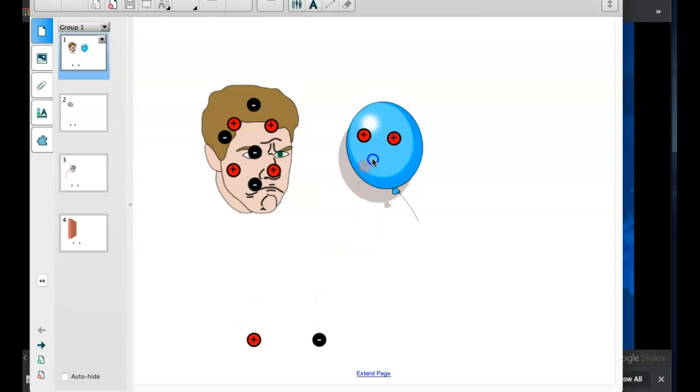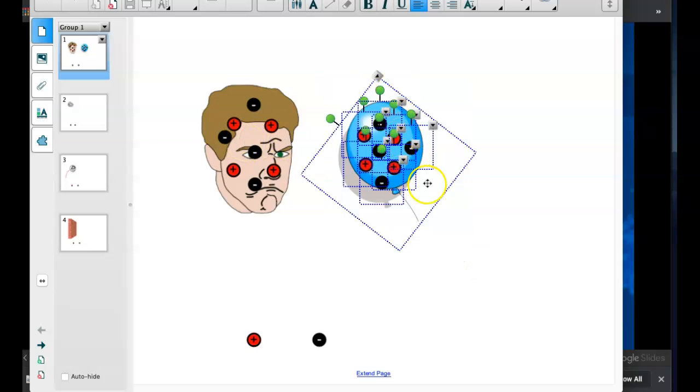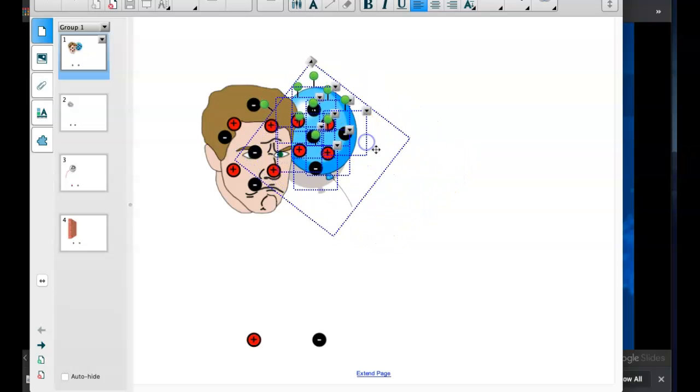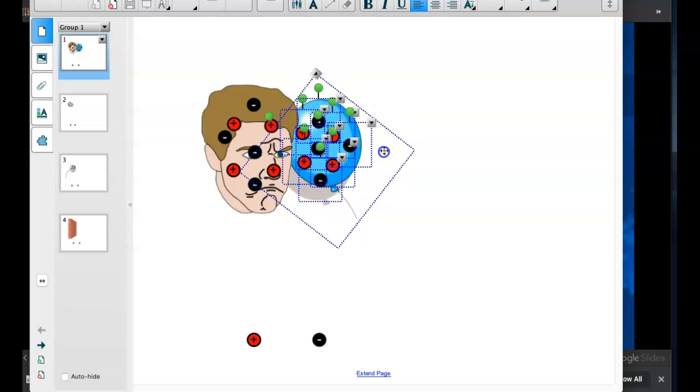And I'm going to give it 4 protons and 4 electrons as well. So it is also balanced. All right, now that we have our protons and electrons on here, what happens if we take our balloon and rub it on our head? Well, I'm going to do this so that we can move everything together, and I'm going to rub the head.